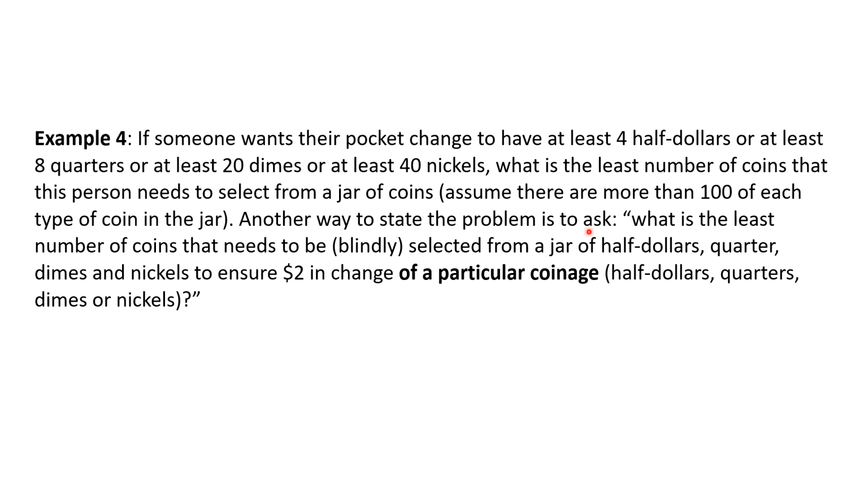Another way to state the problem is to ask, what is the least number of coins that needs to be blindly selected from a jar of half dollars, quarters, dimes, or nickels to ensure $2 in change of any one of the 4 particular coinages? Okay, so if you want to give it a try, pause here. Otherwise, I'll give you the solution on the next slide.